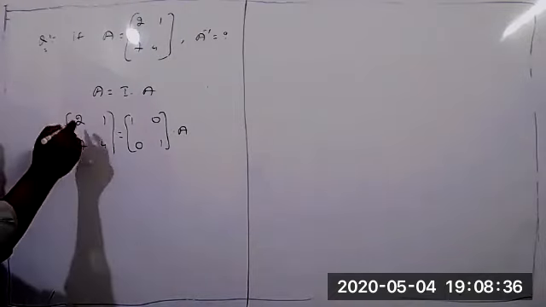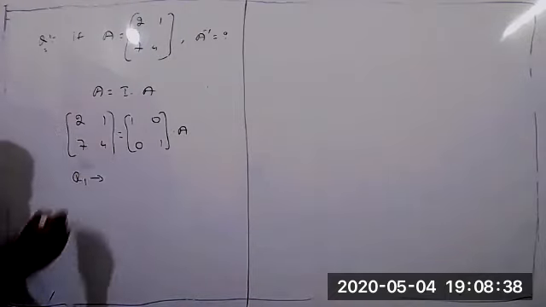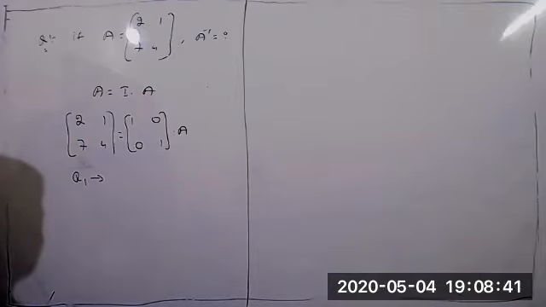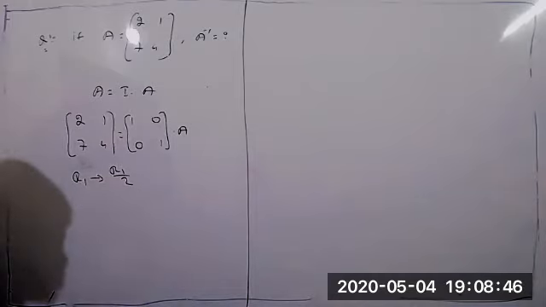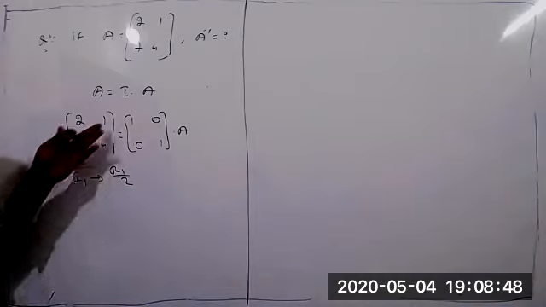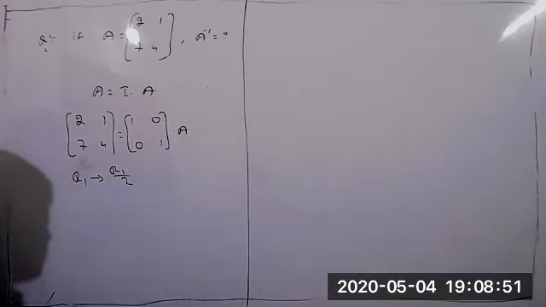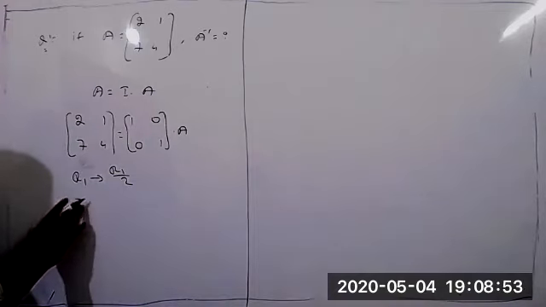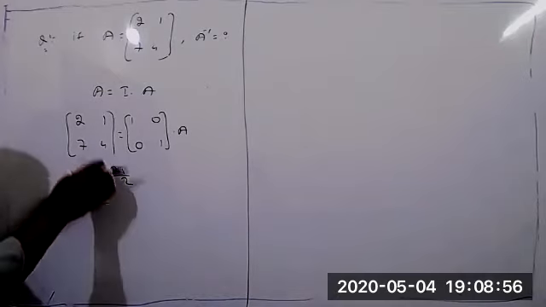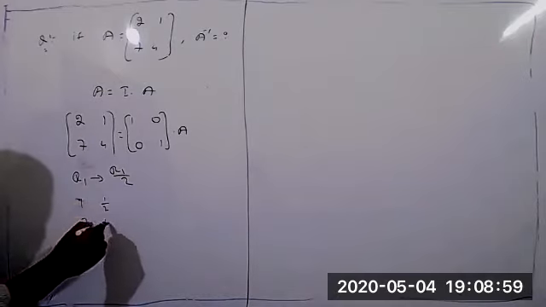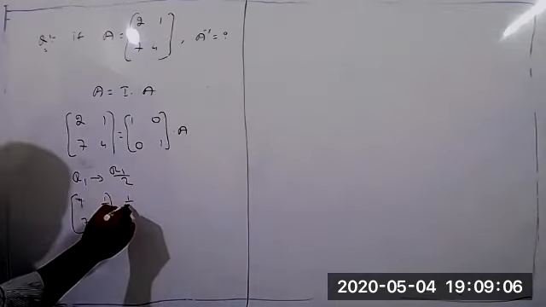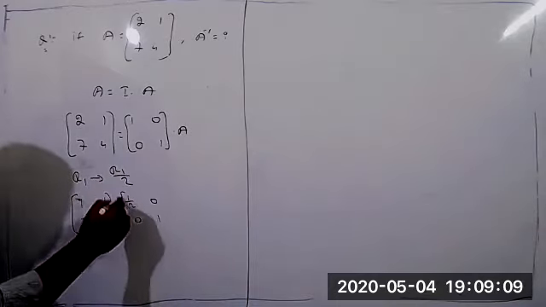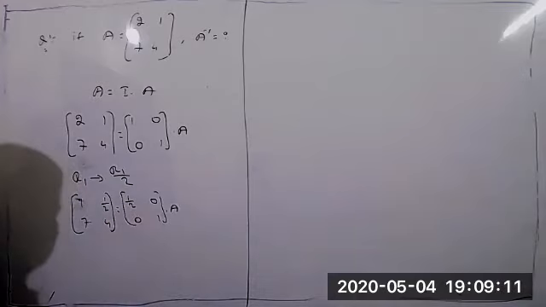So I can write now. For getting one, I am taking R1. How to get one? Tell me. You can take R1 by 2, because 2 by 2 equals 1. So the first row becomes 1 by 2, and the second row you can write as is. The same operation you apply to 1 0 0 1 also. This is also 1 by 2 0 0 1, into A.